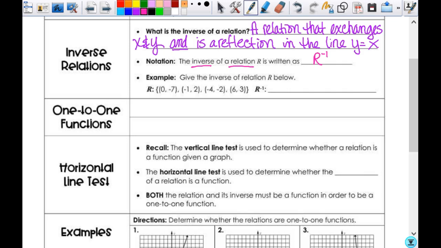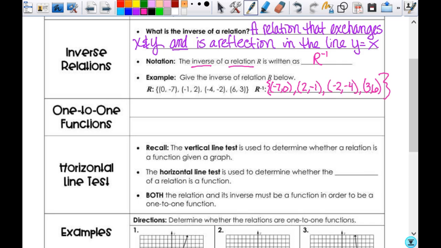And if I want to give this inverse, so here's my relation and there are some ordered pairs. All that you do for the inverse is you exchange x and y. So instead of 0, negative 7, we'd have negative 7, 0. And then 2, negative 1. Negative 2, negative 4. And 3, 6. The signs go with it, right? Just literally exchange them. Okay. So that's just a relation, not necessarily a function. So let's talk about functions.